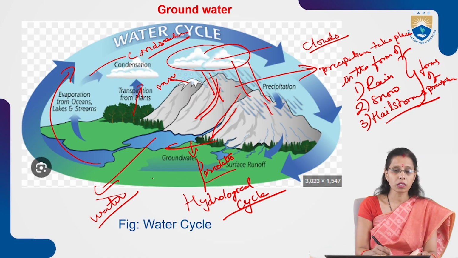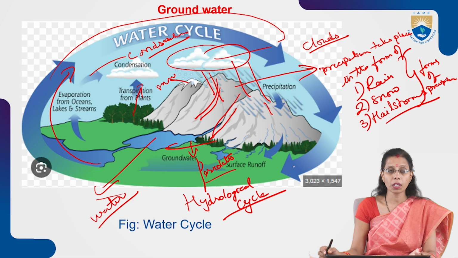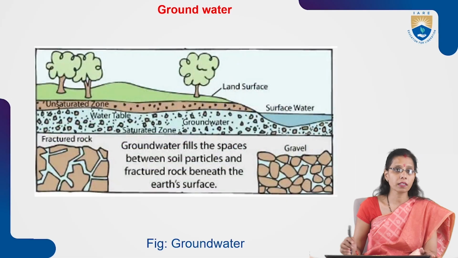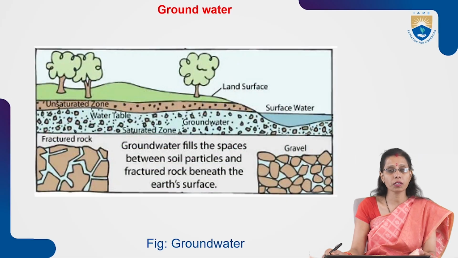As it comes on the surface, on the ground, again evaporation will take place. This is a kind of cycle in the environment. With this hydrological cycle, the water cycle itself, the groundwater and the surface water will be maintained.